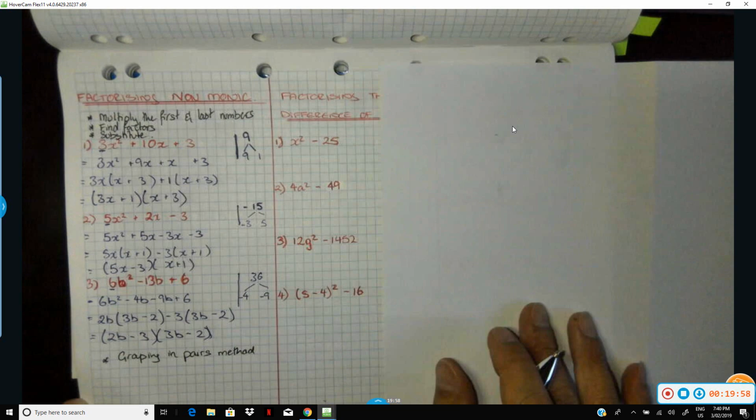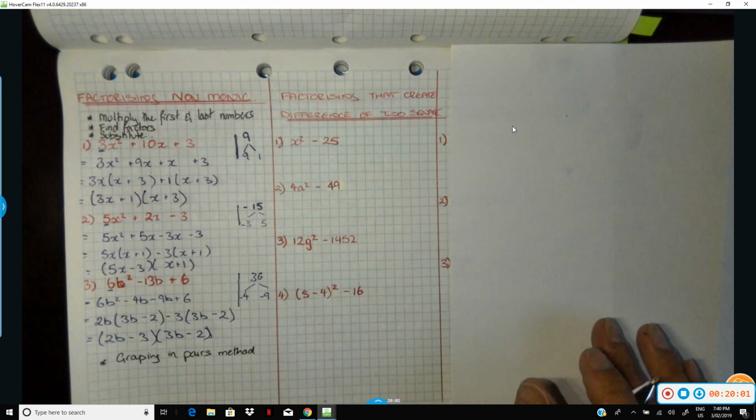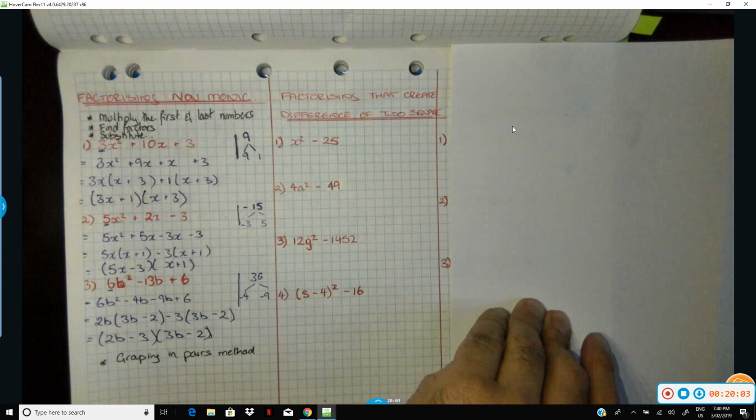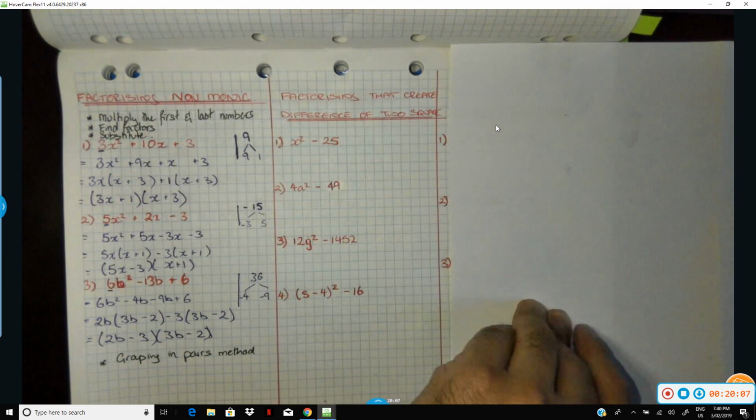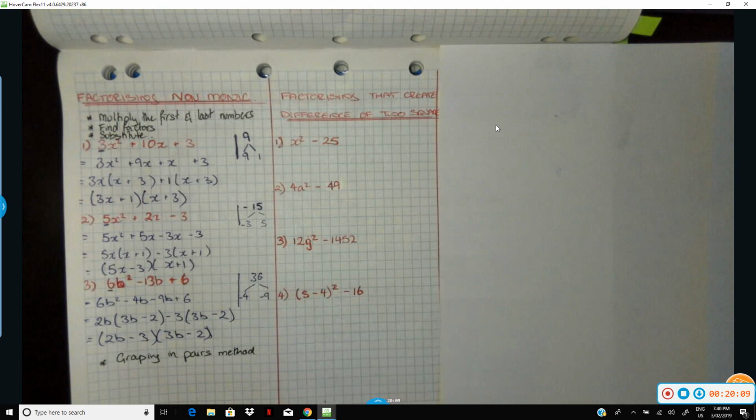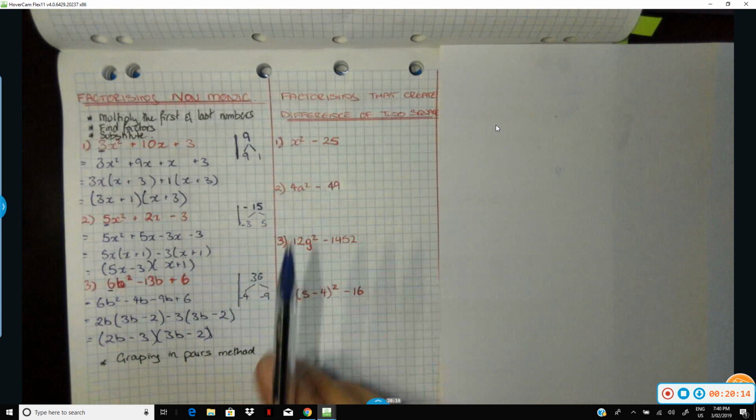Okay. We want to practice some factorizing that creates some special binomial products, and that's difference of two squares. So when I see something here, I've got x squared minus 5. There's no common factor between x squared and negative 5.